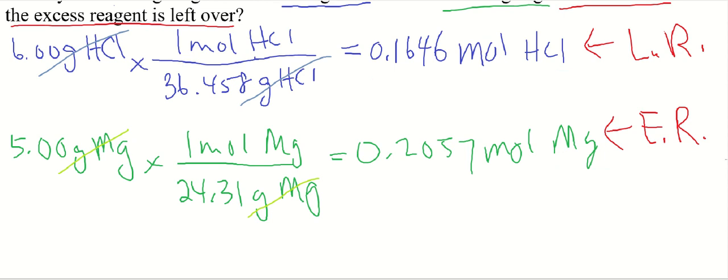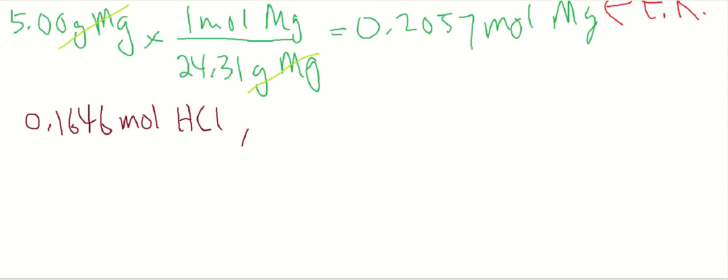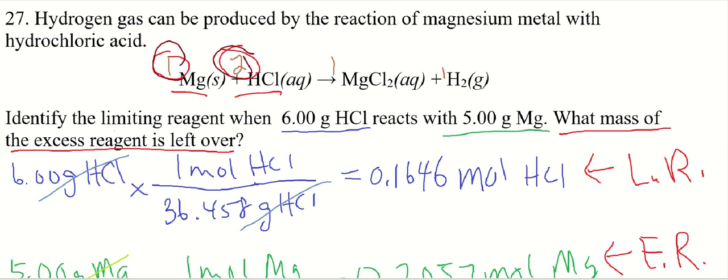So we'll just use these numbers, right? 0.1646 moles of HCl. Well, already it's only going to use up half of that, because you need twice as much of it. Anyway, I want to show my work so you can see it that way. So it's 2 moles of HCl per 1 mole of magnesium. We need twice as much of this. We know that because the balanced equation tells us that.